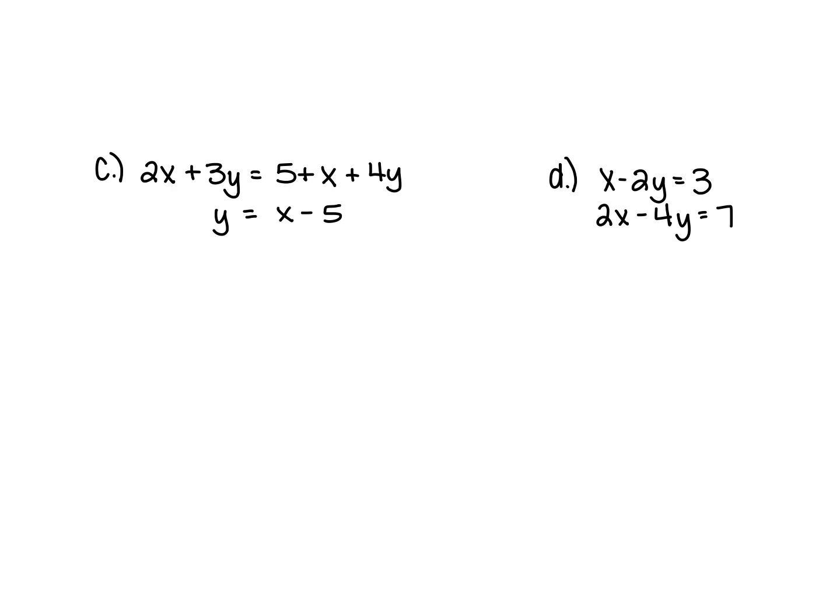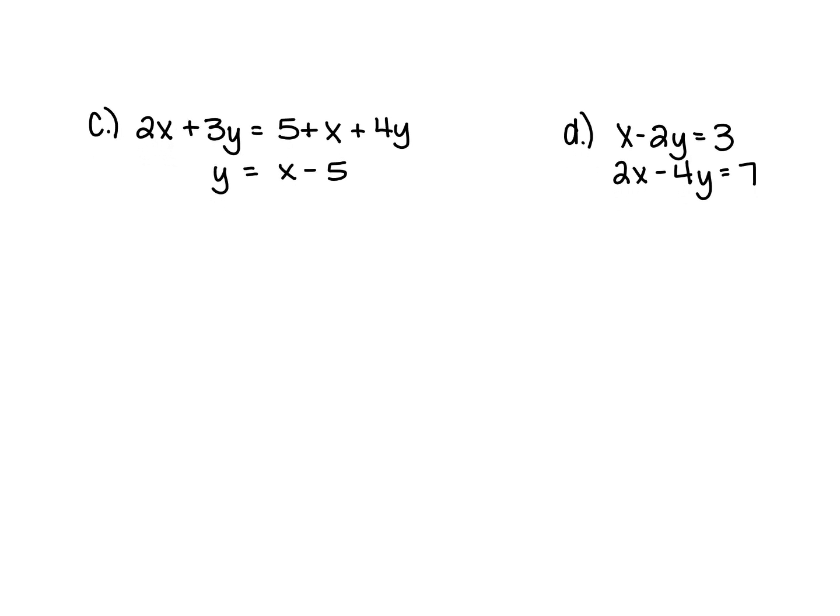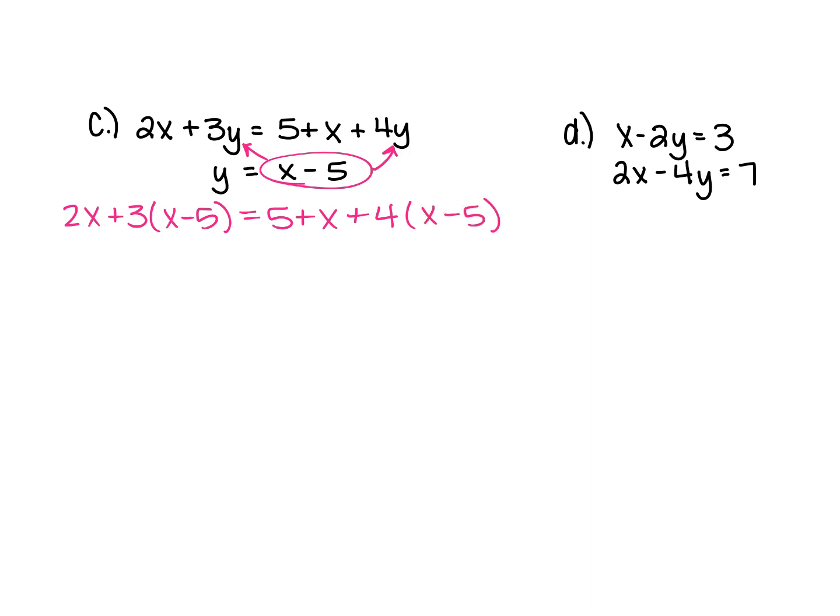And here, I'm going to actually just plug in the x minus 5 anywhere I see the y. So that way you see it done two different ways. So if we do that, we're going to plug that x minus 5 in for this y as well as this y and simplify with that in. So it's going to give us 2x plus 3 times y, which we said is x minus 5, is equal to 5 plus x plus 4 times y, which we said is x minus 5.